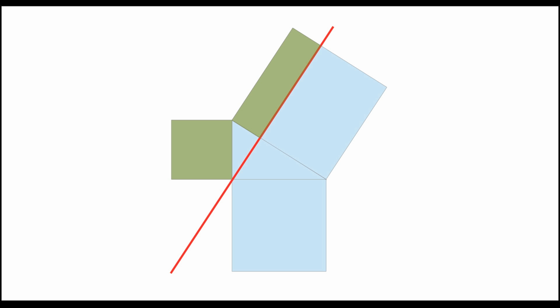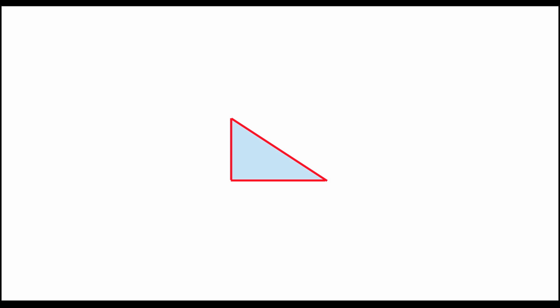Bringing together the two cases, we see that the largest square has the same area as the two smaller squares combined. Hence, the square of this length plus the square of this other length equals the square of the longest length. And that's the Pythagorean Theorem.